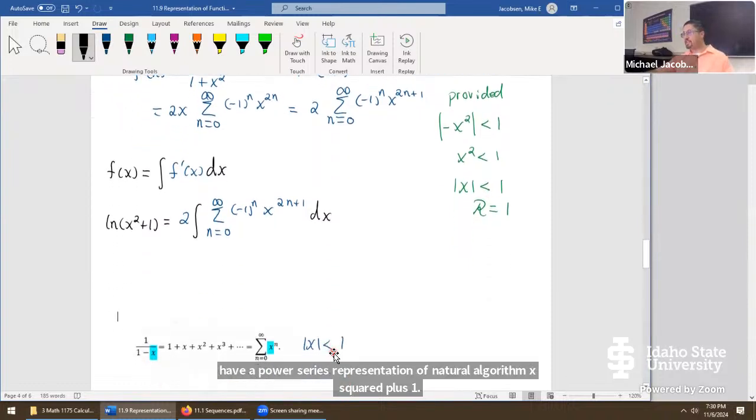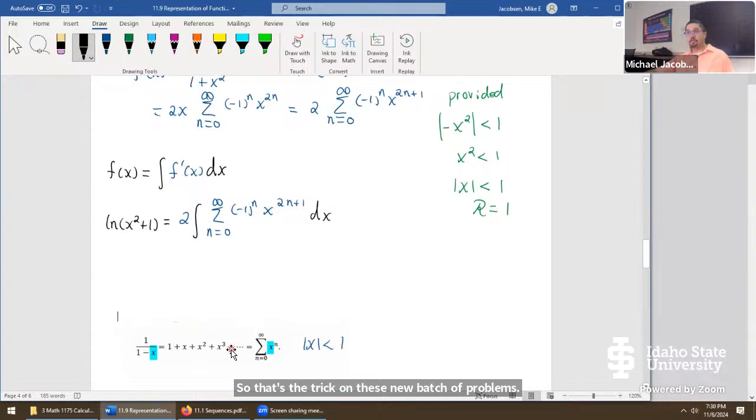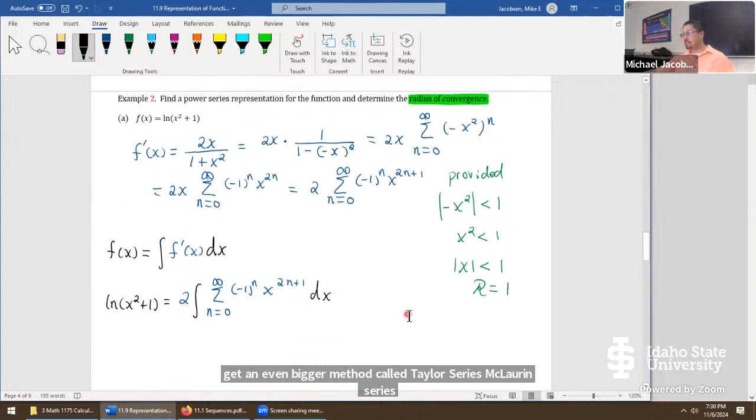This formula is really restrictive, but in some settings, if you differentiate the right thing, it comes back into play. This doesn't always work either. That's why we go to section 11.10 and get an even bigger method called Taylor series, Maclaurin series, for when these kinds of tricks fail us as well.